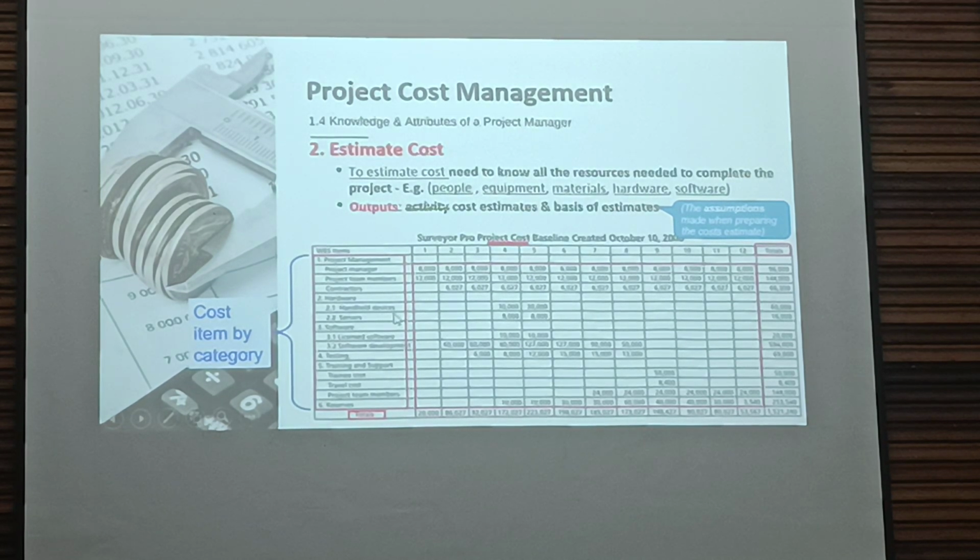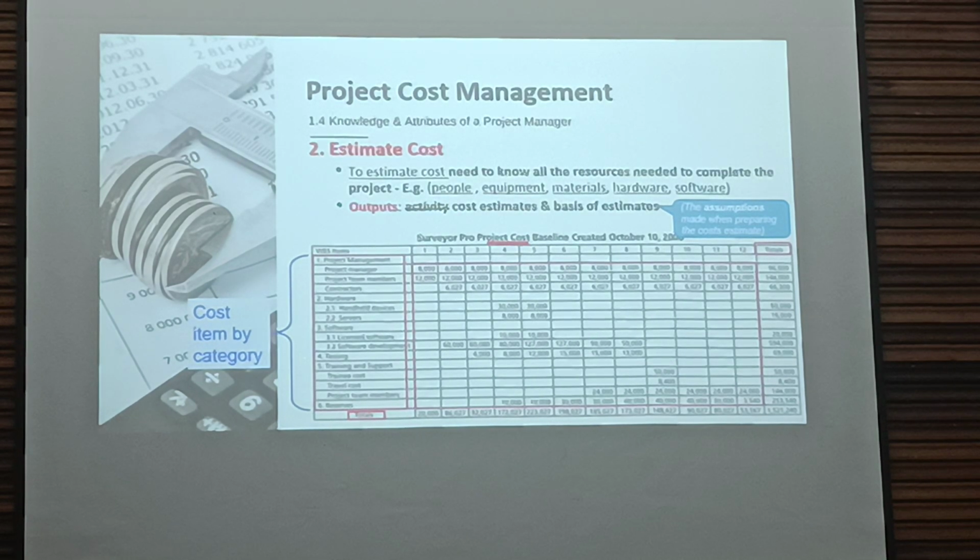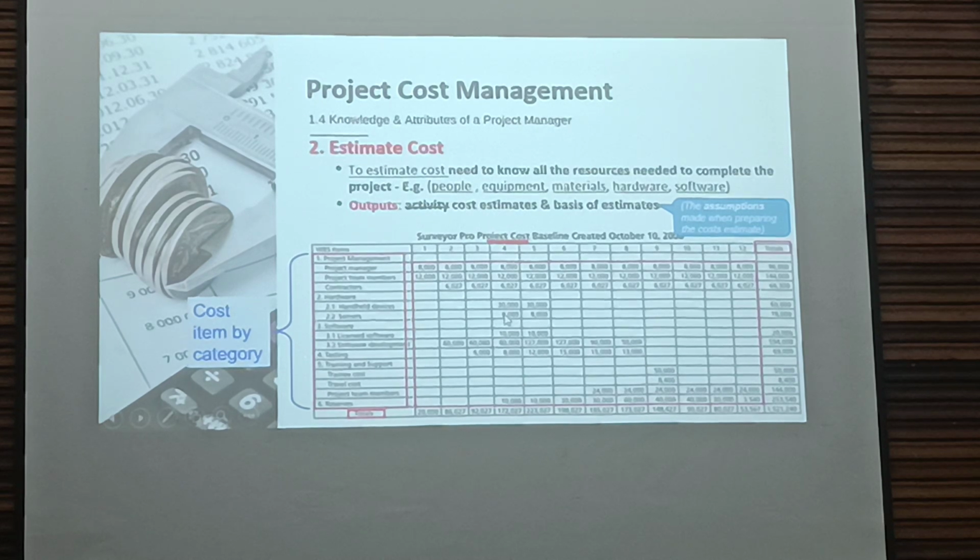So hardware, handheld devices, server. 30,000, 30,000, 8,000, 8,000. Payment is by 2 installments. Okay, it's not a lump sum. Total for handheld devices 30,000, 30,000. You make 2 payments. Server also 2 payments.